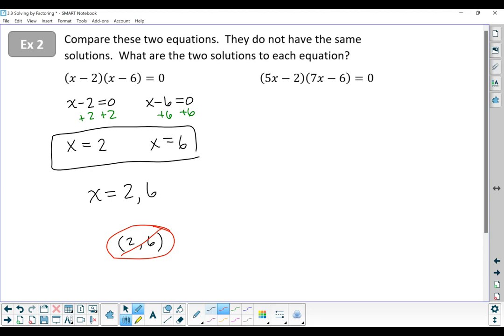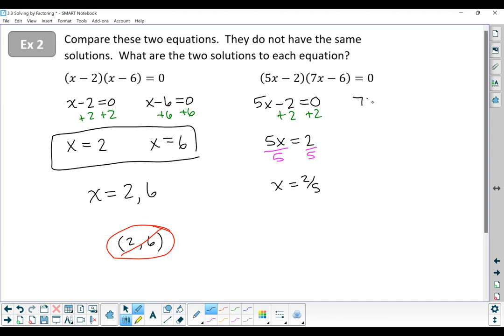All right, so let's look at this next one. It looks almost the same. It has a minus 2, it has a minus 6, but the difference here is that I have a 5 with my x and a 7 with my x. So let's think about how that affects our solution. I set my first factor equal to 0. I add 2, just like I did before, but this time I'm not done because there's a 5 with my x, so I need to divide by that coefficient. So I get a fraction answer. x is equal to 2/5.